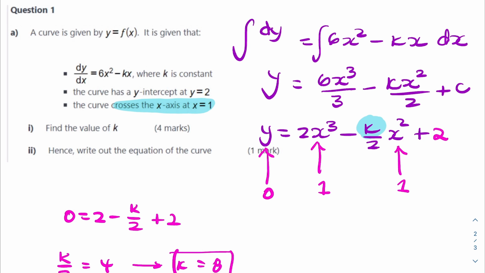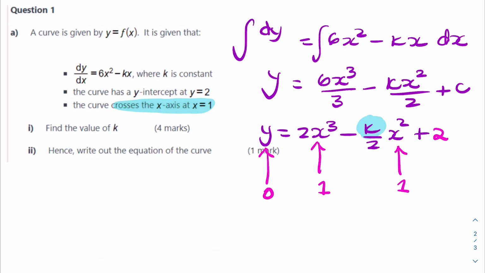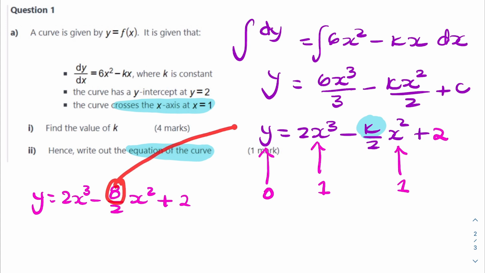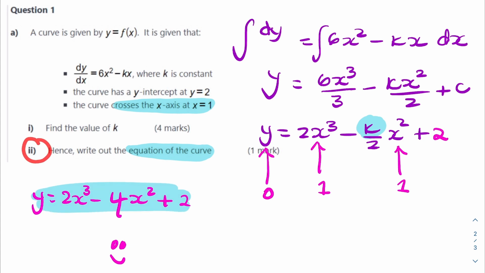So now we know k and we know c, we can write out the equation of the curve here. So the equation of the curve will simply be y equals 2x cubed minus 8 over 2 x squared plus 2. So that is my k. And I can replace 8 over 2 simply by 4. So that's the answer to part 2.